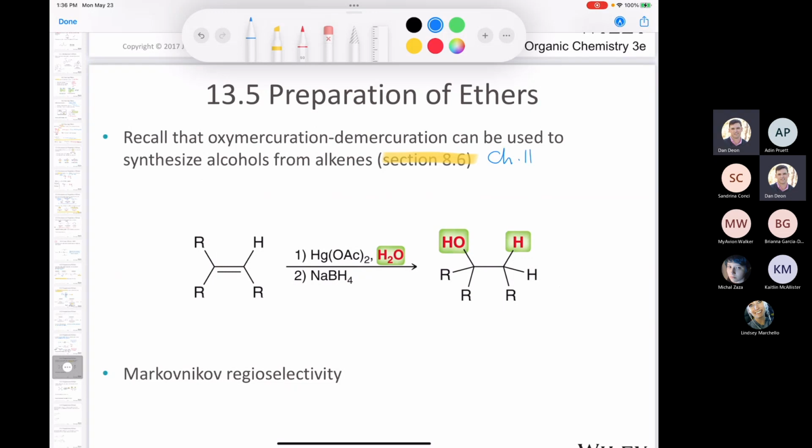But remember that oxymercuration, demercuration can be used to make an alcohol from an alkene. This is something that we looked at a bunch of times. And we also said, well, the reason you would use oxymercuration, demercuration is because you'd want to avoid carbocation rearrangement. But we also said that it adds with Markovnikov regioselectivity. Do you remember? And I'm not going to go over this in detail right now because we've gone over it already this semester, but hopefully you remember it passes through what's called a mercurinium ion.